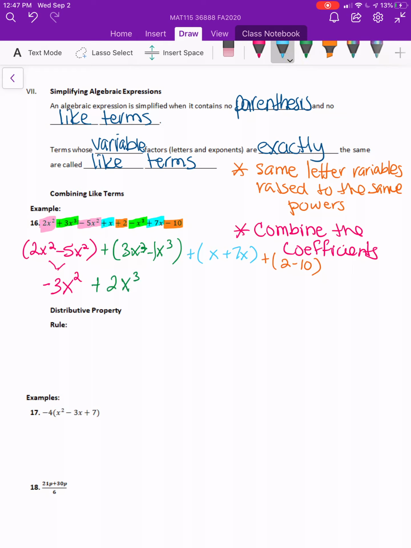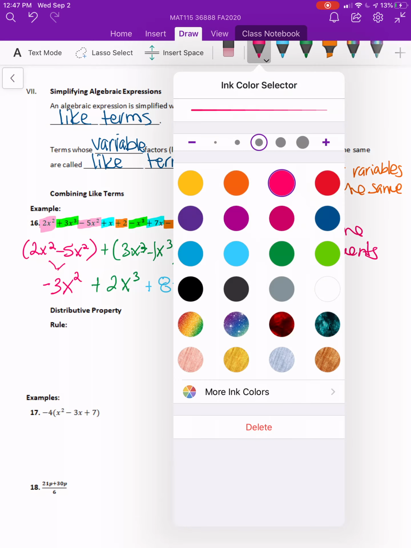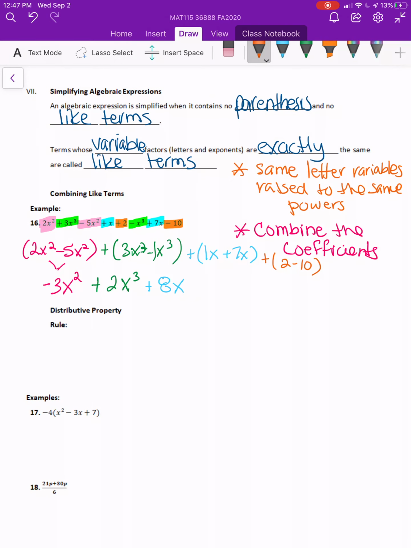And then let's look at the plain x coefficient. So we've got 1x plus 7x, so this is going to become 8x. And then we've got our constant terms. So we're going to have 2 minus 10, which gives us negative 8. So this would be the simplified form of that expression.